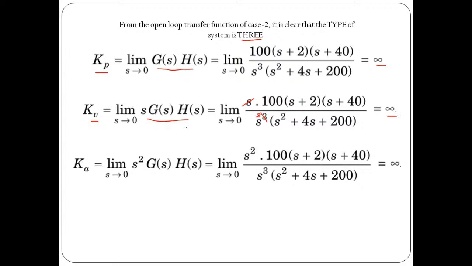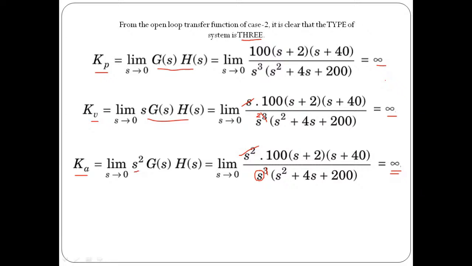And if you try to solve for Ka, it is the limit s tends to 0, s square G of s into H of s. So this s square and this s cube will get cancelled. Here we have only s in the denominator. And the moment you solve this for s tends to 0, again you will get the value of acceleration error coefficient as infinite.